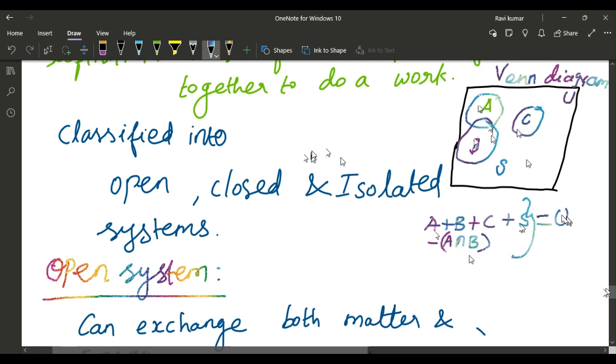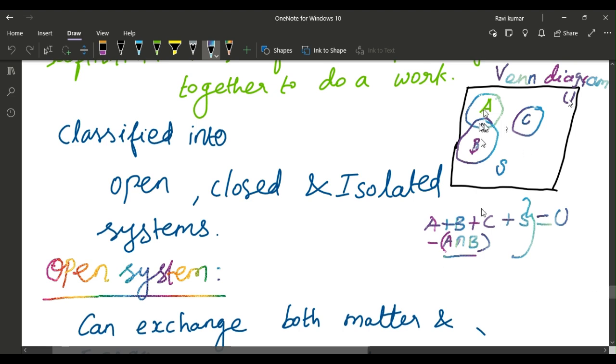So here, why did we remove the intersection part? Because when you add A and B, you are adding the intersection part twice. So we have to remove it one time to nullify the effect. So a system plus surrounding will comprise the universe.